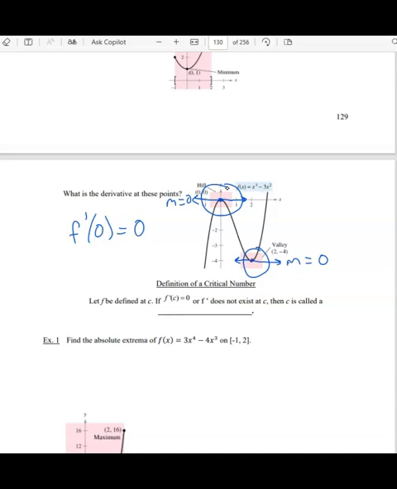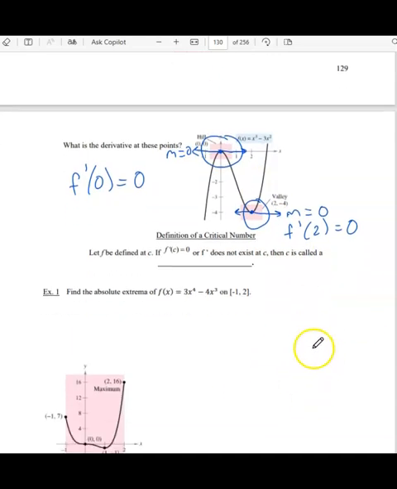And over here, f prime of 2 would also be 0. So there's a special name for that. That is called a critical number. And we're going to use that quite a bit throughout this unit. Let f be defined at c. If the derivative at c equals 0, or if the derivative there does not exist, then c is called a critical number.